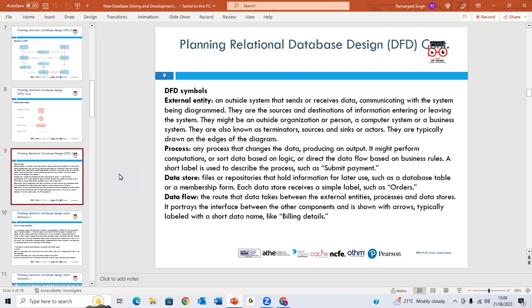Then we have data storage, which is files or repositories that hold information for later use, such as a database table or membership form. Then, as I said, there is data flow, which is simply the arrow that will now route the data, which is taken from any external entities and is processed and put into the data storage.